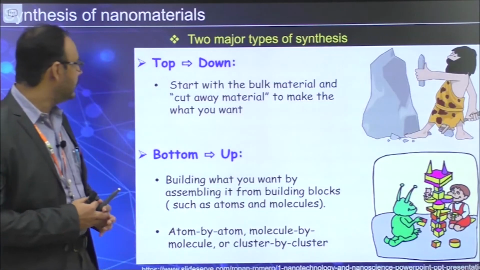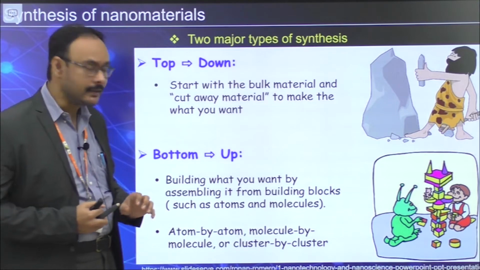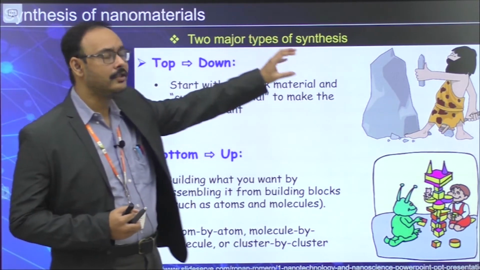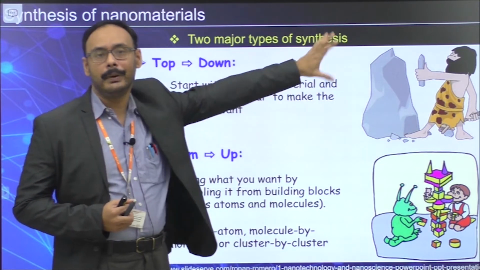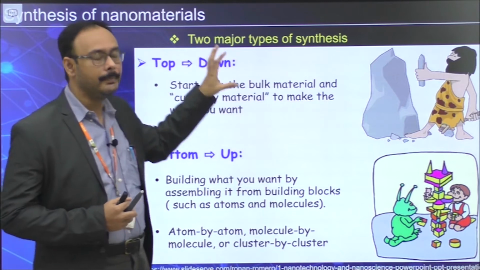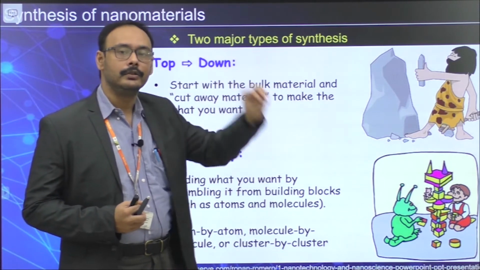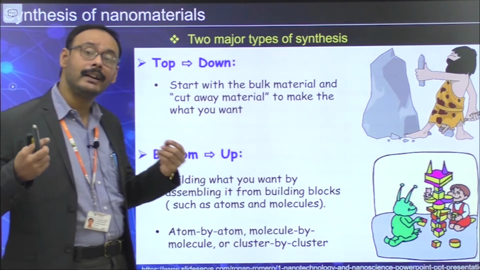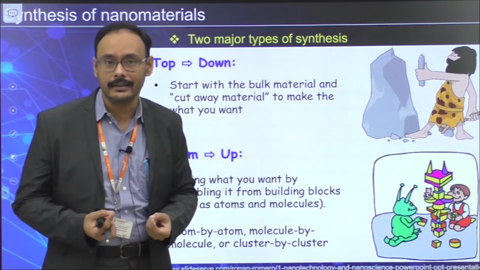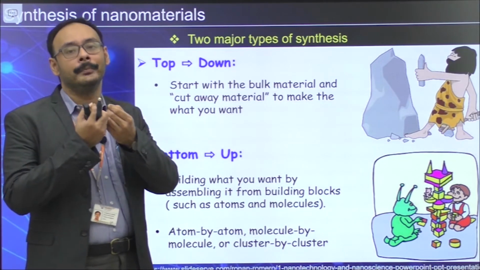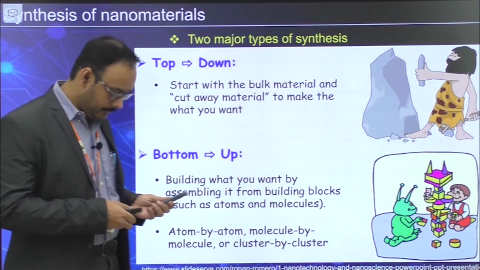We have learned that there are two major types of synthesis. One is called top down, one is called bottom up. Top down means you are actually breaking down a bigger bulk to a small nanomaterial, right? Whereas in the bottom up, you are starting with a precursor at the atomic or molecular level, and you are slowly building them up at the nanoscale, right?